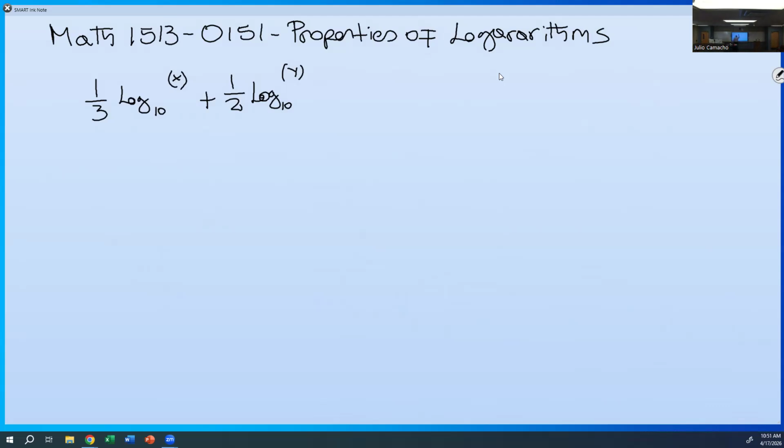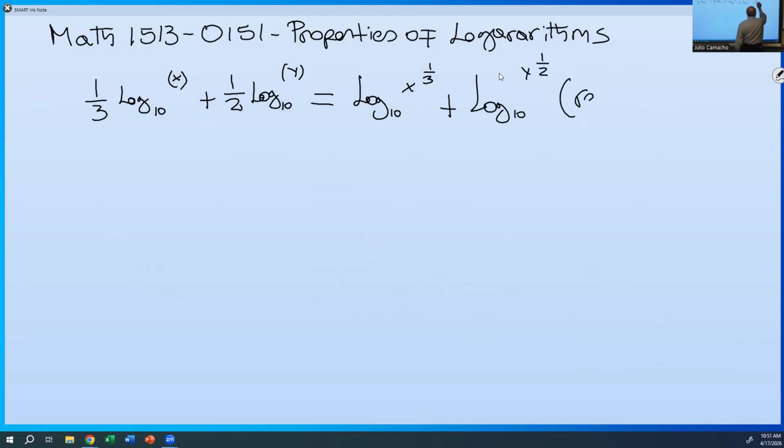Let's do it together. So the first step I need to do is reverse what? The power rule. Reversing the power rule, I have the log base 10 of x to the 1/3, and then plus the log base 10 of y to the 1/2. So I have reversed the power rule first of all.